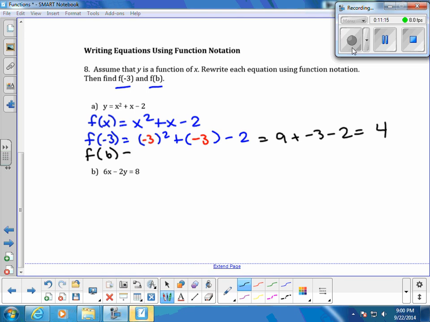F at b says everywhere there's an x, plug in a b. So that would be b squared plus b minus 2. Everywhere there's an x, plug in a b.